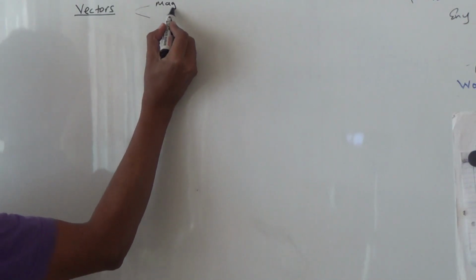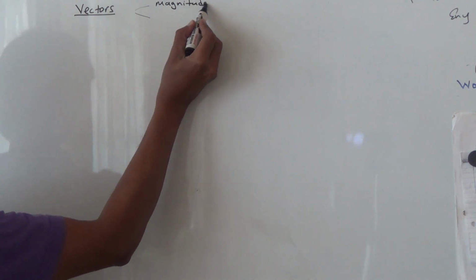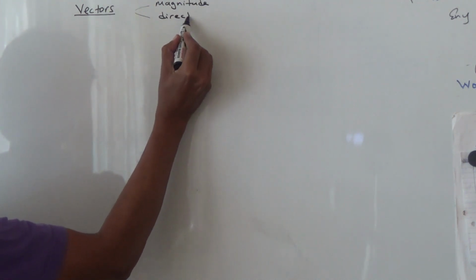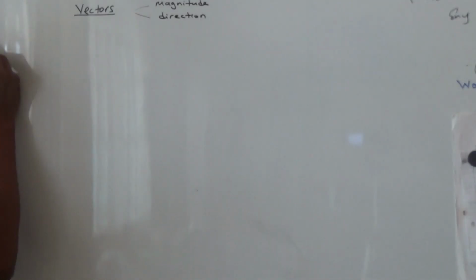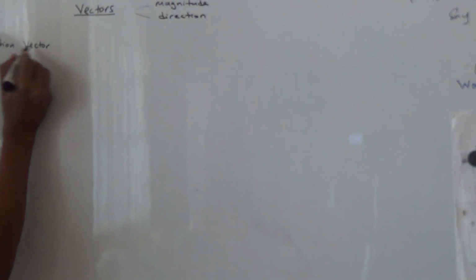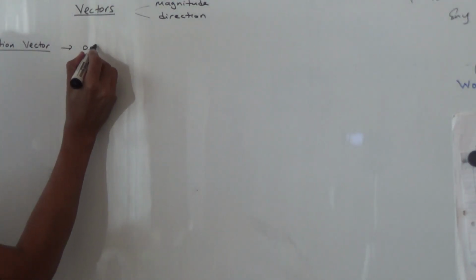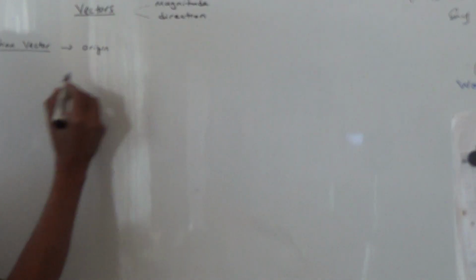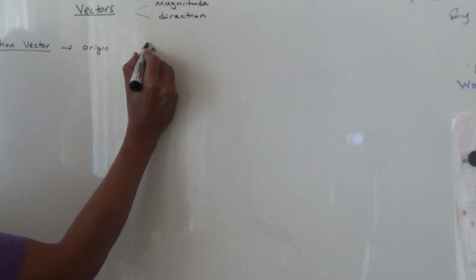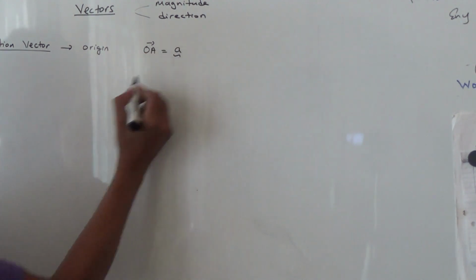Well, I'm sure you must be aware that a vector is any entity that has a magnitude and a direction for its specification. Now that is a vector. And of course we can have a position vector, which has an origin. An example of such a vector would be vector OA is equal to vector A.